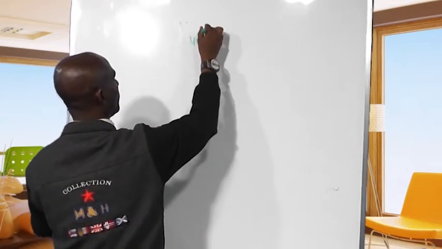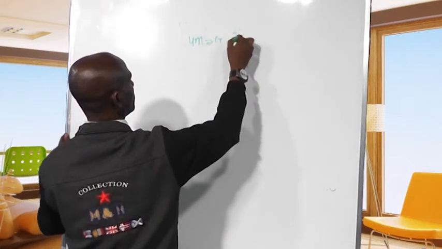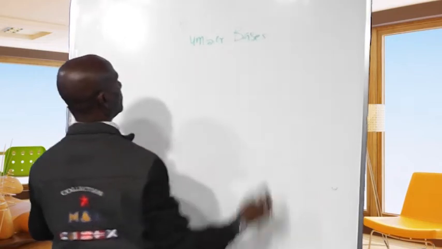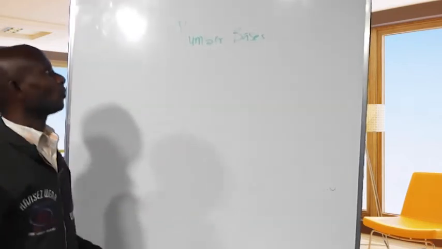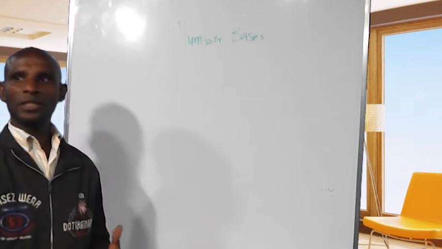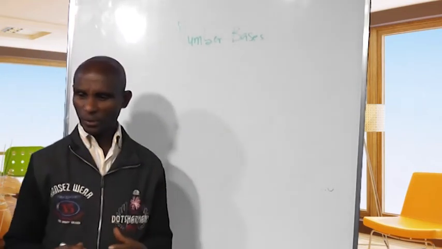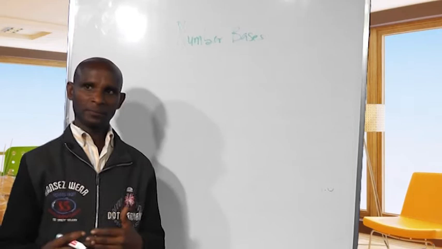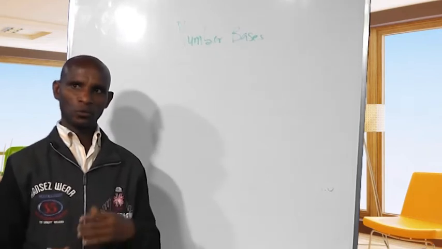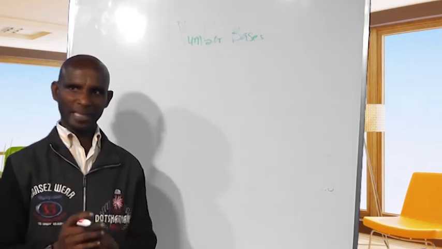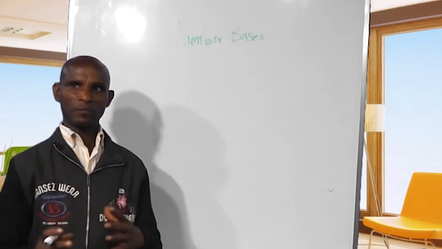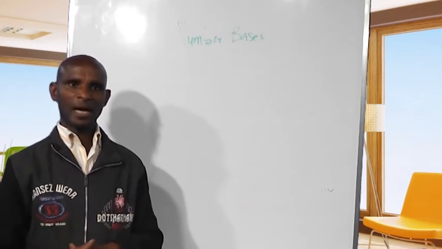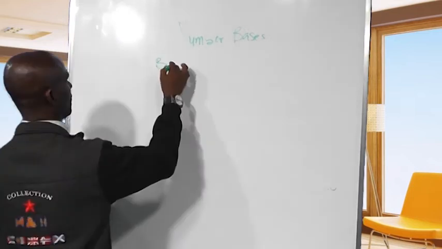Number bases. The most common number base we have is base 2. Let's find how we can convert binary numbers to base 10 numbers. Let's see how we can convert from base 2 to base 10 and possibly from base 10 to base 2.